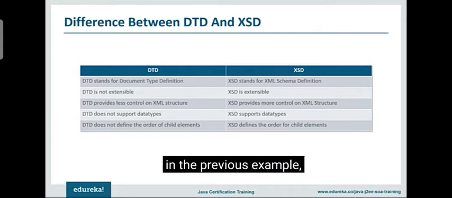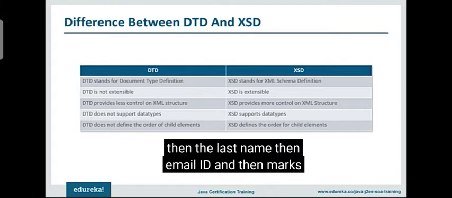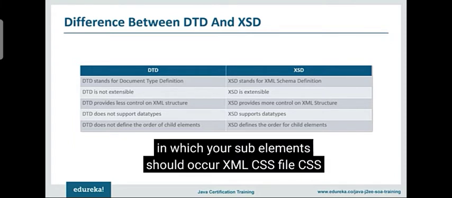As we saw in the previous example, we said that the first one should be the first name, then the last name, then email ID, and then marks. So you could define the sequence in which your sub elements should occur.